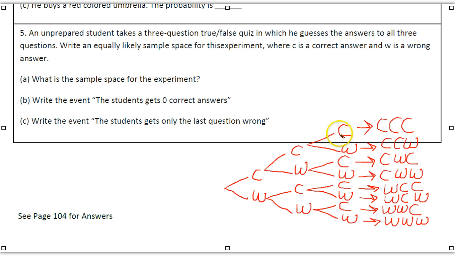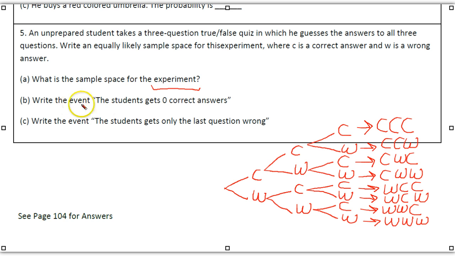C, C, C gives us this. Then C, C, W gives us this one. And that's, I believe, where I was off a little bit. But notice that this one and this one are the same, except for the order. So, what is the sample space of the experiment? Well, the sample space would be these 8 trios here.